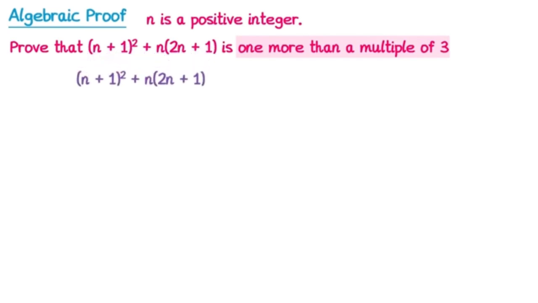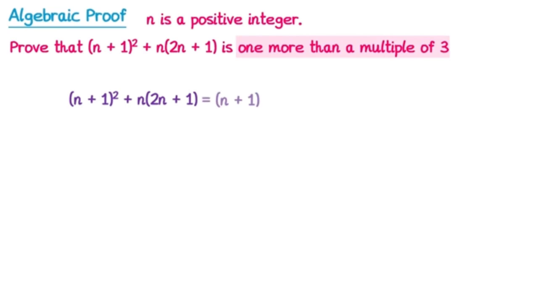So let's take this expression, and we'll start with n plus 1 squared, which is n plus 1 times itself, and then we have plus n lots of 2n plus 1. Let's get expanding. n times n is n squared, n times 1 is plus n, 1 times n is also plus n, and 1 times 1 is 1. Then for the second bracket, we have n times 2n, which is 2n squared, and n times 1, which is n.